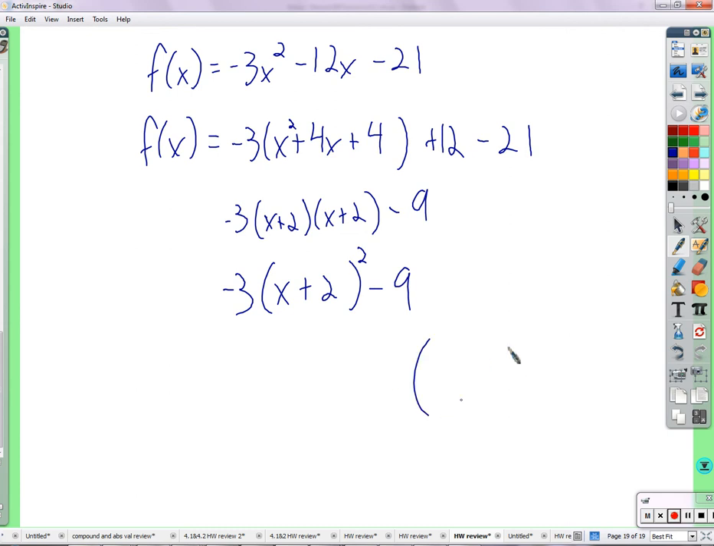And the vertex is? Negative 2, negative 9. And is it a maximum or a minimum? A maximum. So it opens down. It's a max.